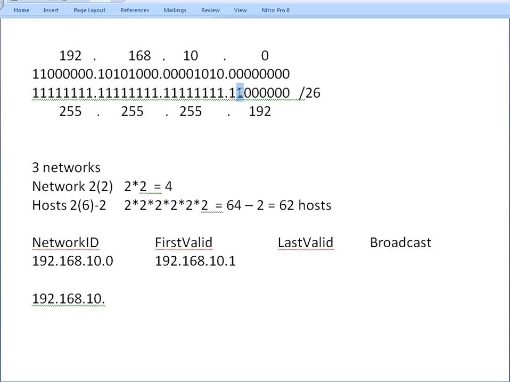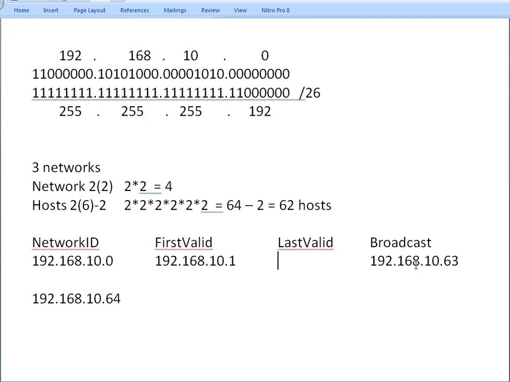This bit is representing 64. So we have to increment by 64 on this octet. Because in the last octet we have the separation of zeros and ones, and this bit is representing 64, we have to increment by 64 on the 4th octet. There we go, 64. The broadcast address for this first network is the next network ID minus 1. So this will be 192.168.10.63.